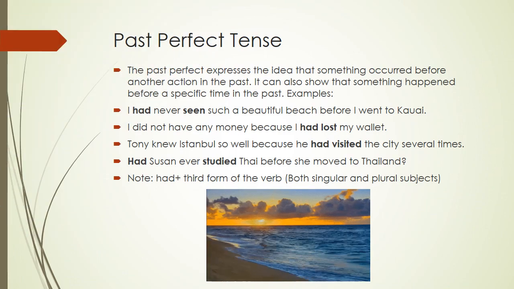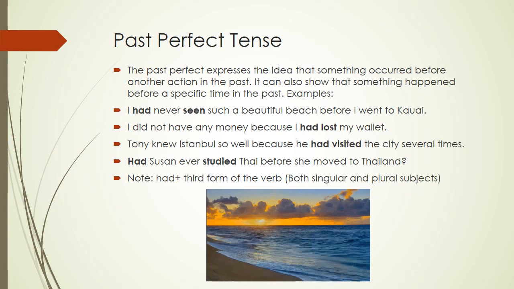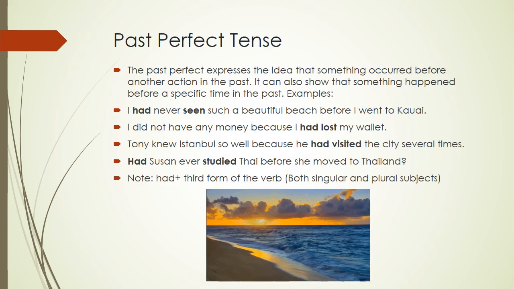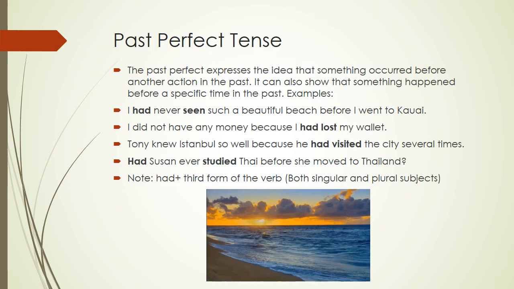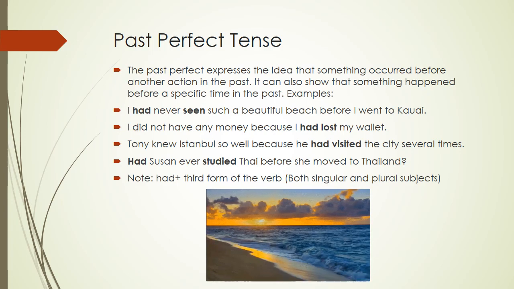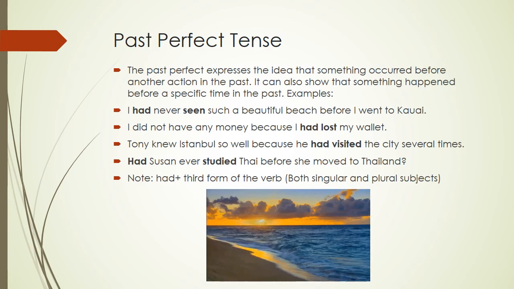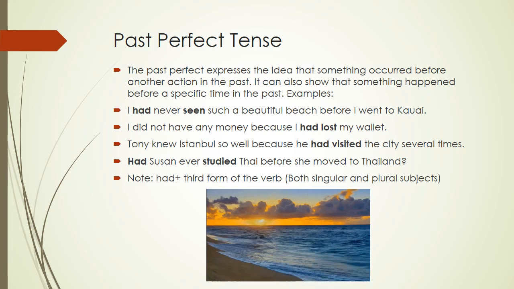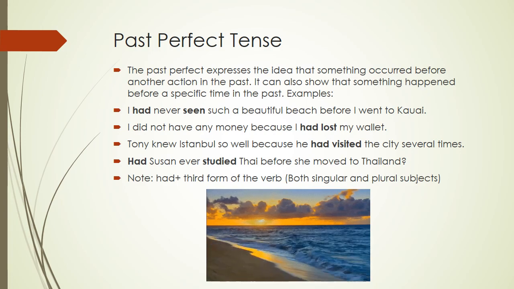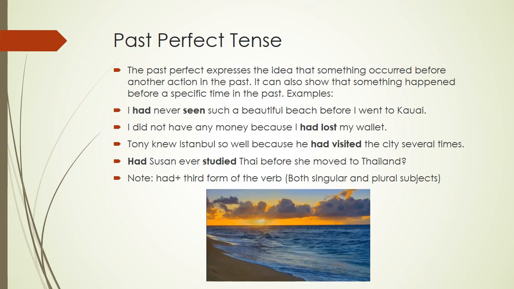Now, children, past perfect tense. It expresses the idea that something occurred before another action in the past. It can also show that something happened before a specific time in the past. Let's take up the examples to understand it better. I had never seen such a beautiful beach before I went to Kai.